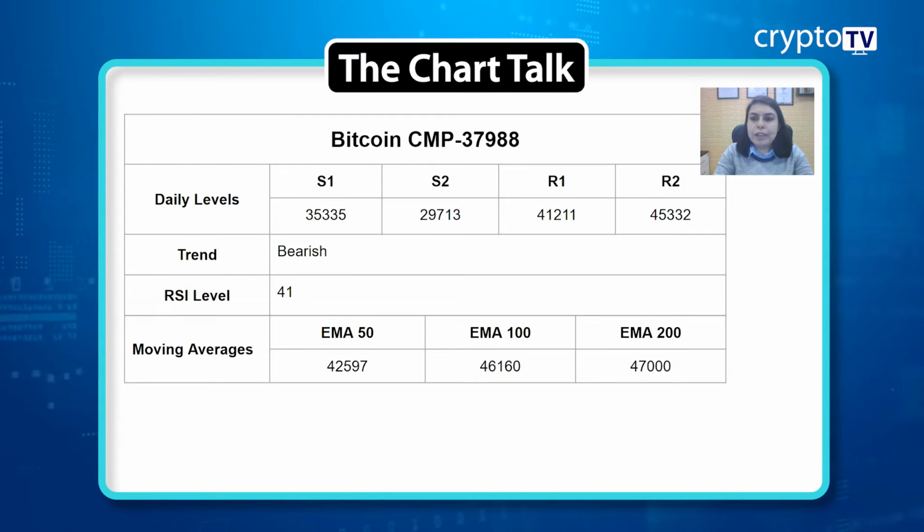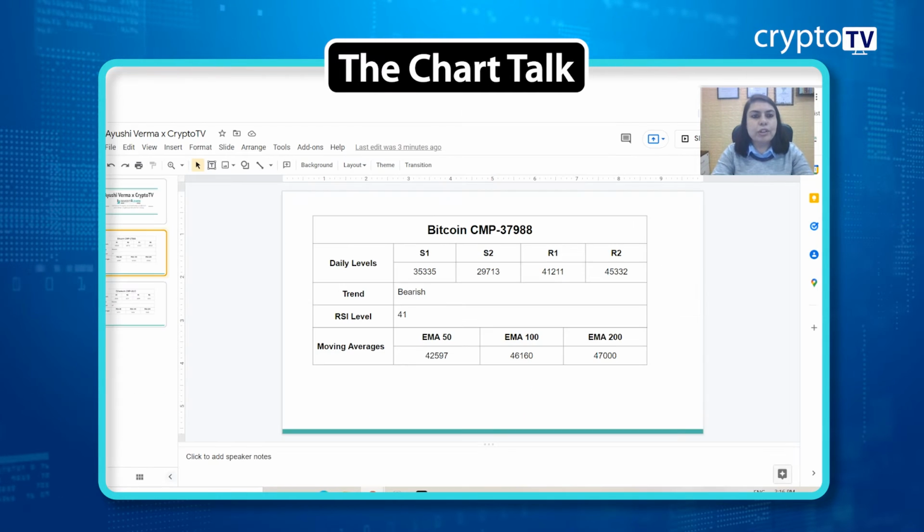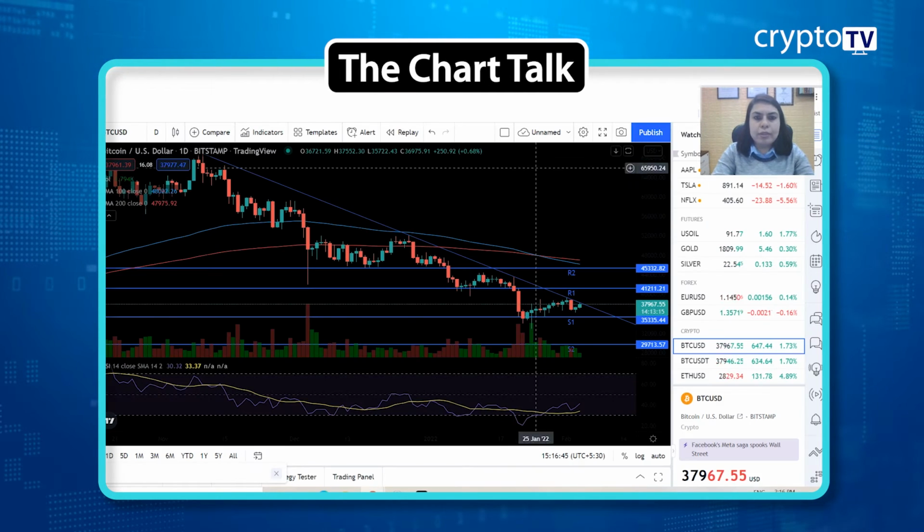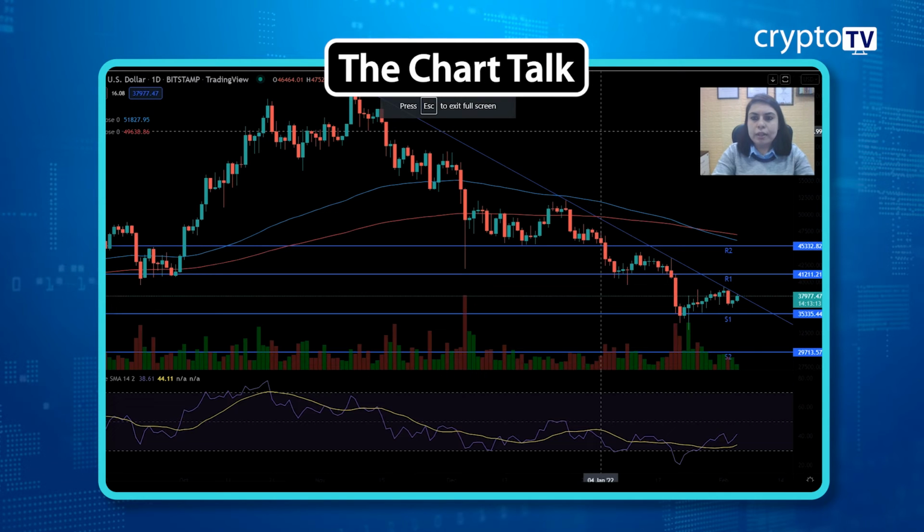Now I have taken out some of the support and resistance levels. Daily support 1 stands at 35,335. Support 2 stands at 29,713. Resistance 1 stands at 41,211 and resistance 2 stands at 45,332. Quickly, I'll be moving to the chart of Bitcoin, and let's see what we are getting from the chart.